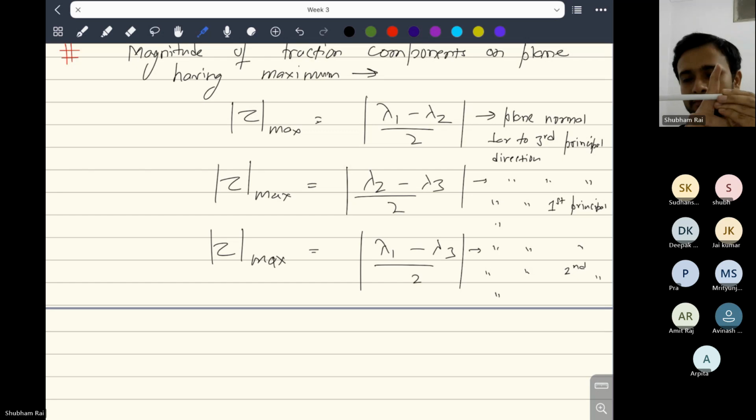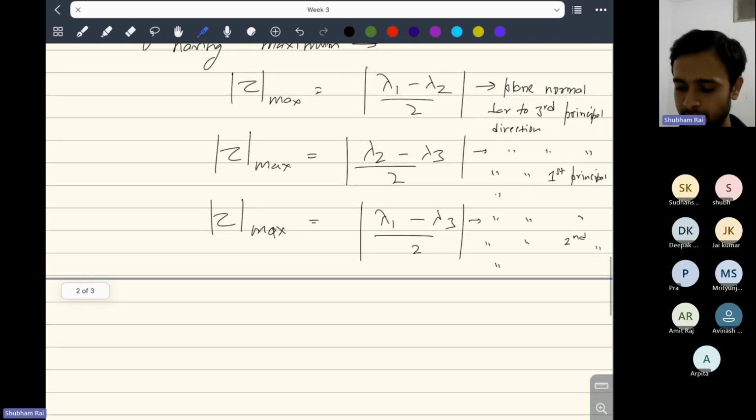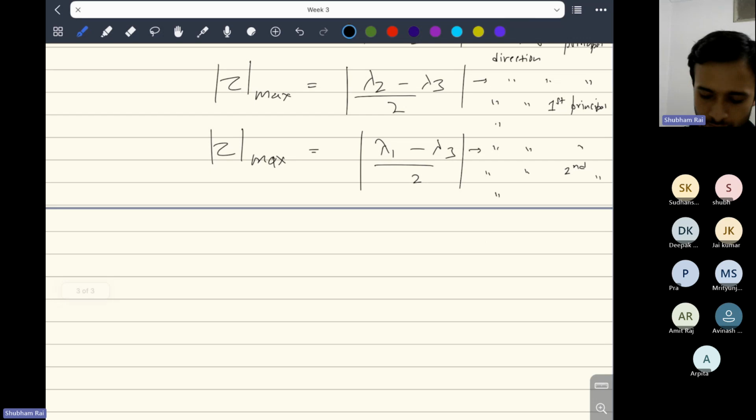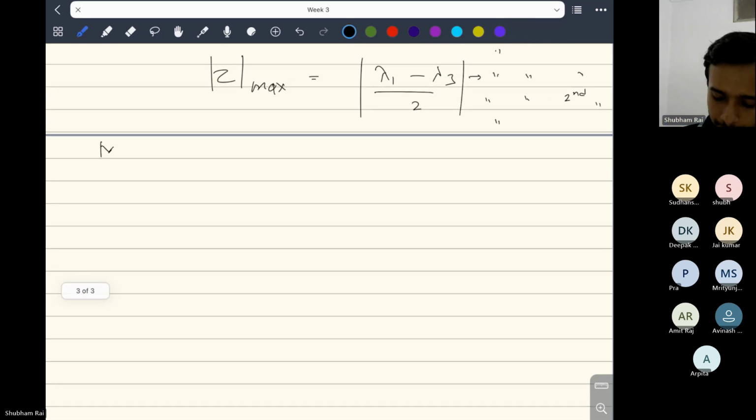So the plane on which you want to find your maximum shear stress will always be perpendicular to this. The plane normal will be in this direction only, perpendicular to this third direction, right? So in this plane you want to find your shear stress. Similarly, you can interpret the second and third cases as well. Now let's come to Mohr circle.